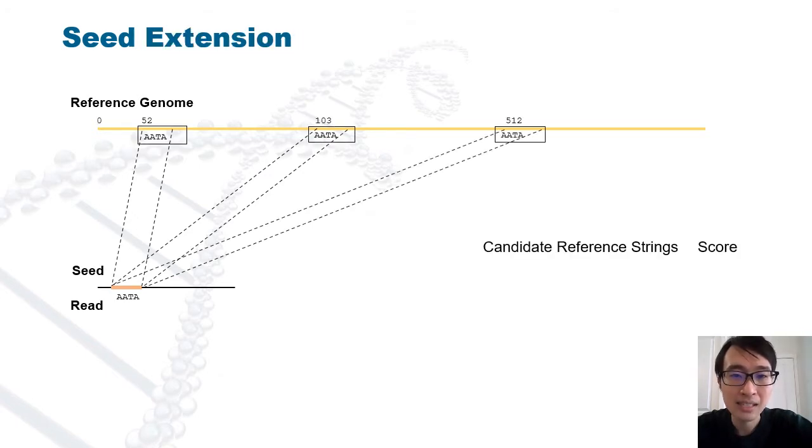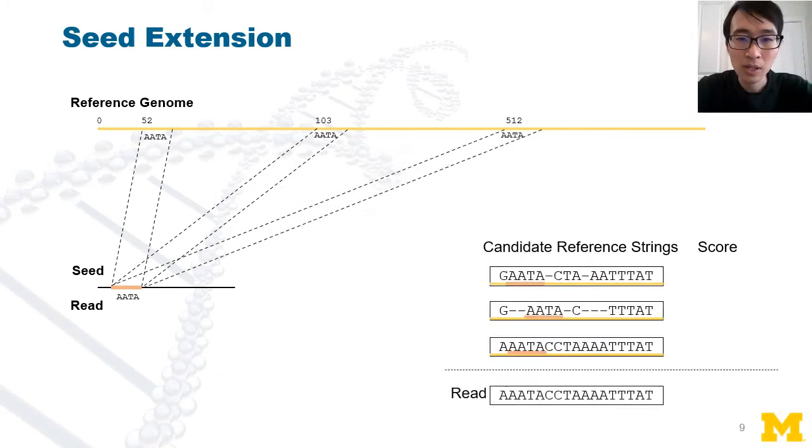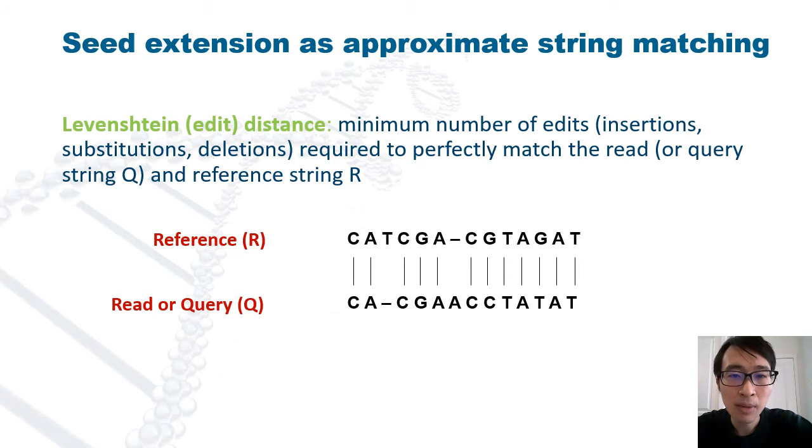Then, in seed extension, we compare the reference strings with the read, score the similarity, and pick the best position. The scores are provided by solving an approximate string matching problem of reference and query. The similarity between two strings is typically measured using weighted Levenshtein distance, which is based on the minimum number of insertions, deletions, and substitutions required to match the strings.